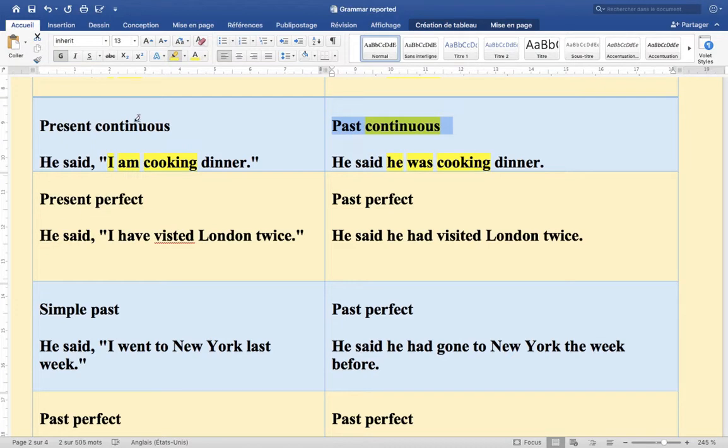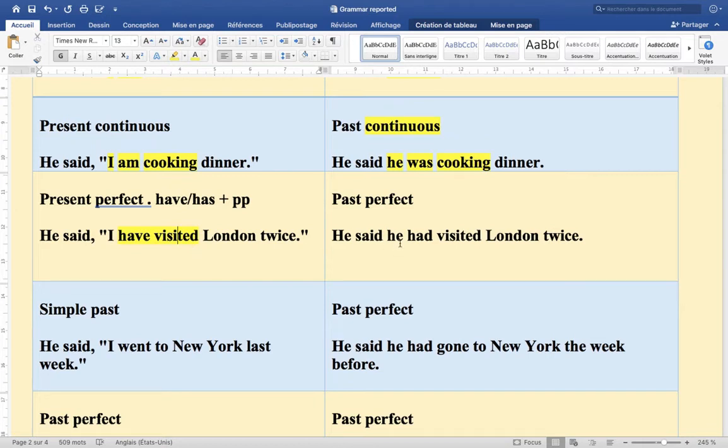Present perfect. What is the rule of present perfect? The rule is have or has plus the past participle. We did this. So we have: he said I have visited London twice. Here we have the present perfect, I have visited, which means have plus the past participle.